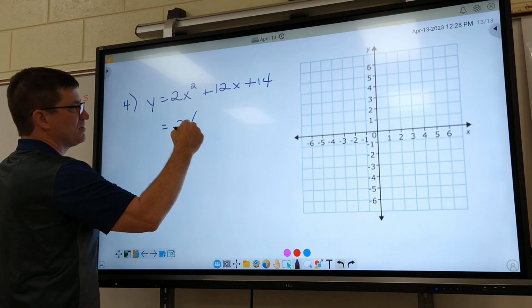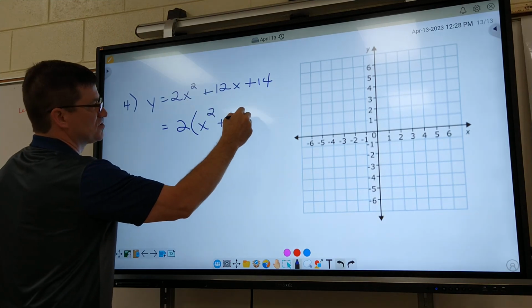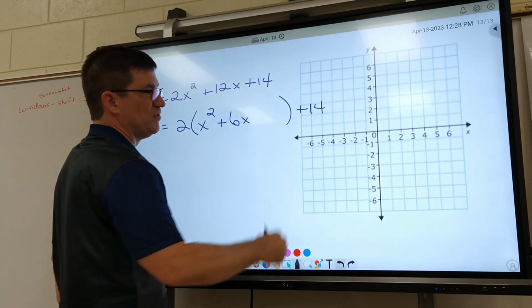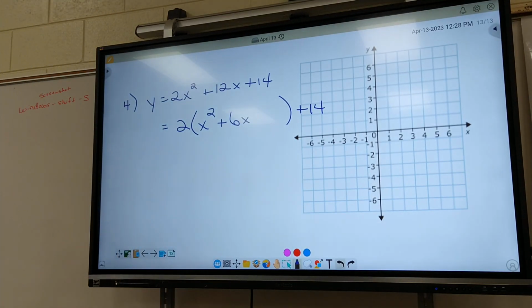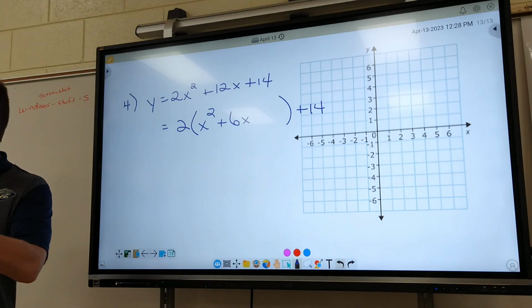We're going to divide by 2. So I got an x squared. 12 divided by 2 is 6. I am not going to mess with the 14. I just move it down. So you divide the numbers except for the 14 because it's not in the group. You only divide the numbers in the group by 2.